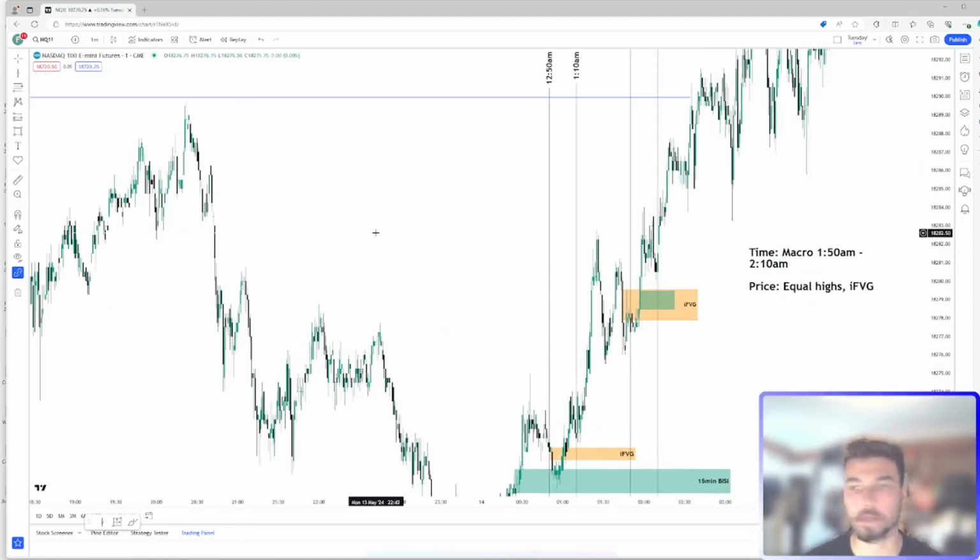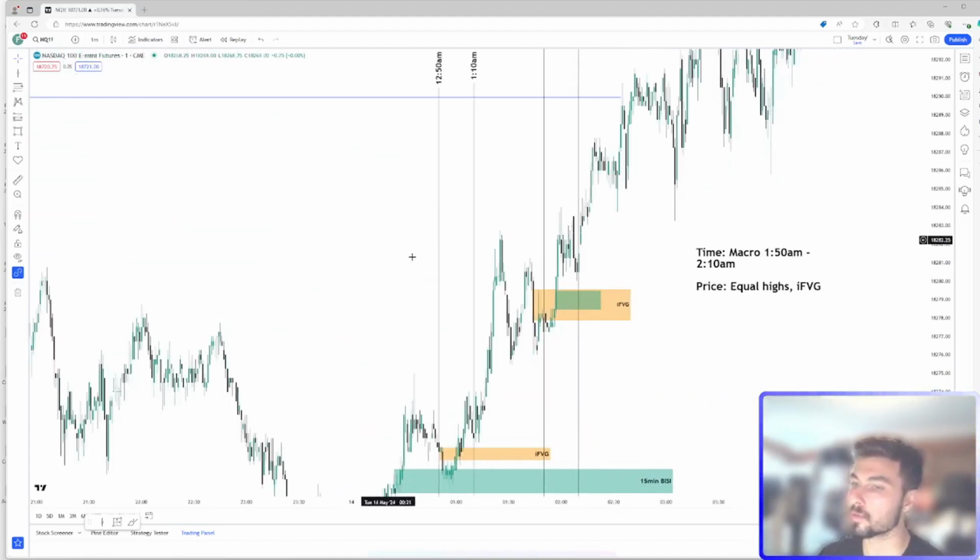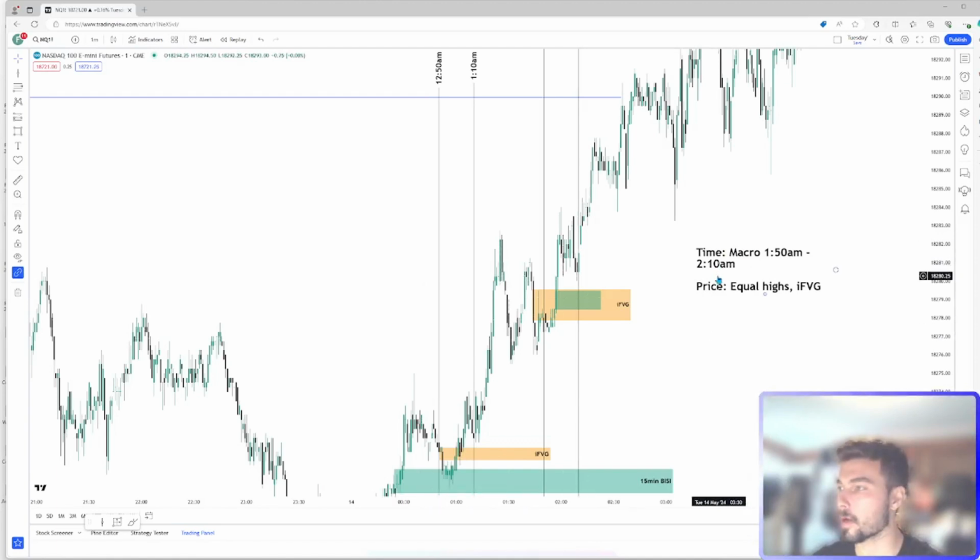And this is personally how I trade. It could be a macro, it could be silver bullet, for example. AM session, New York session, PM session, whatever it might be. Time and price need to merge together.